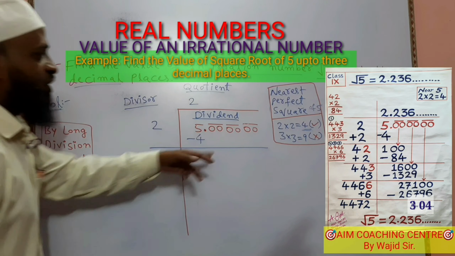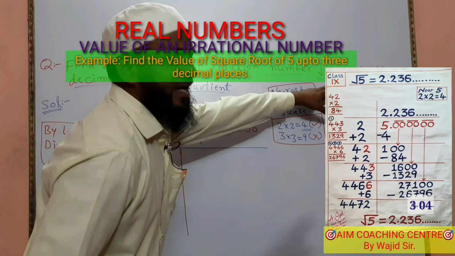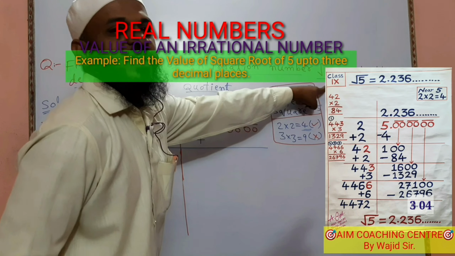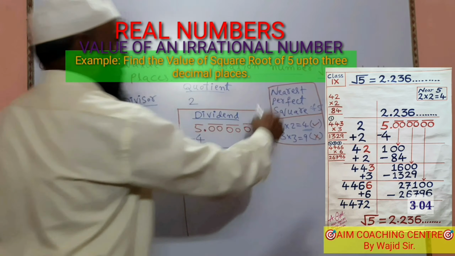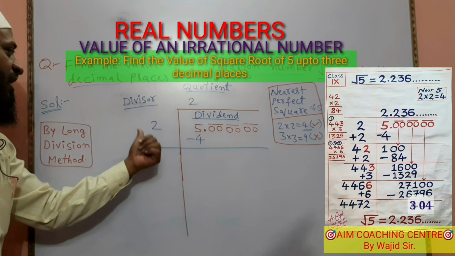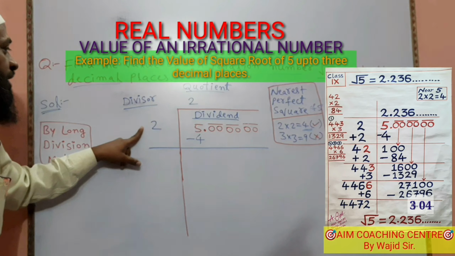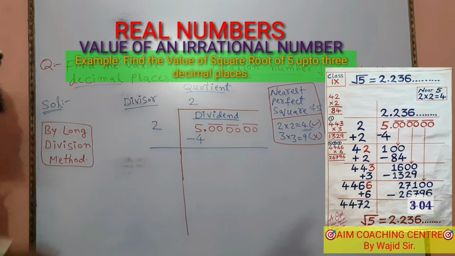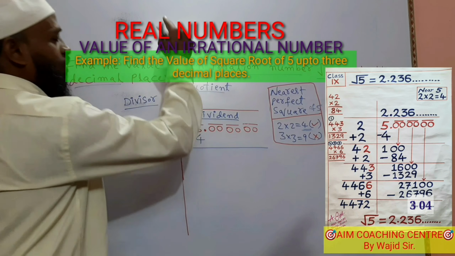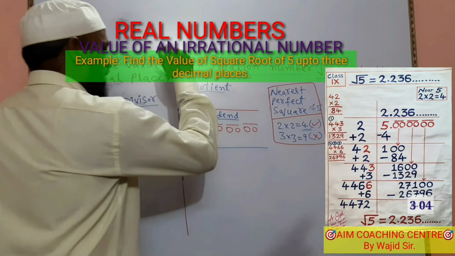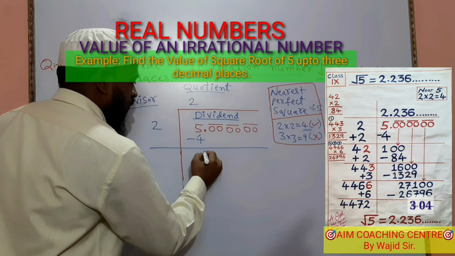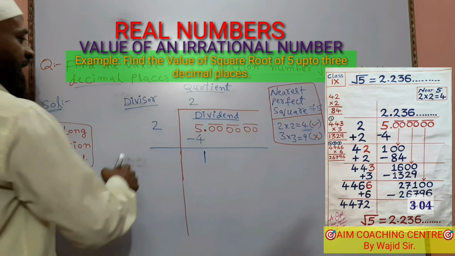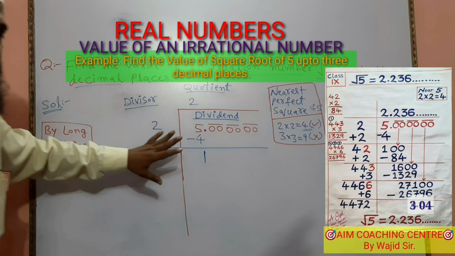Very simple. Students, first of all, take the nearest perfect square of the given number. The nearest perfect square is 4, so we start dividing with 2. Take 2 as the divisor, 2 as the quotient, 2 into 2 is 4. Write 4 down under the dividend and subtract. 5 minus 4 is 1. This is the first step.